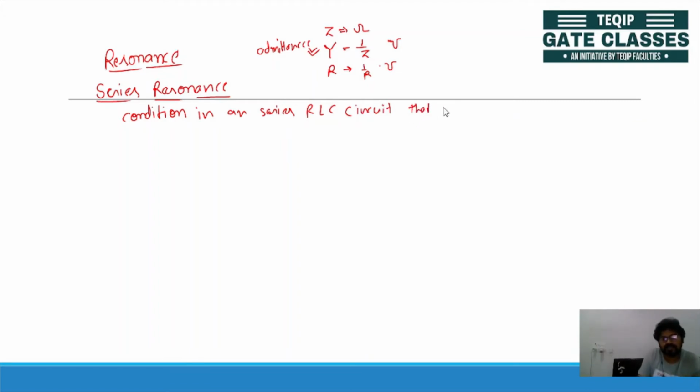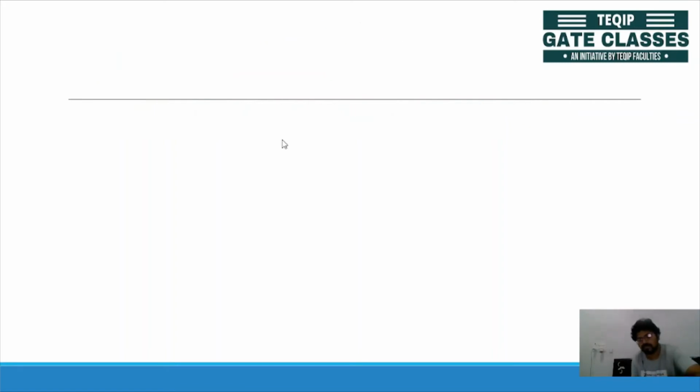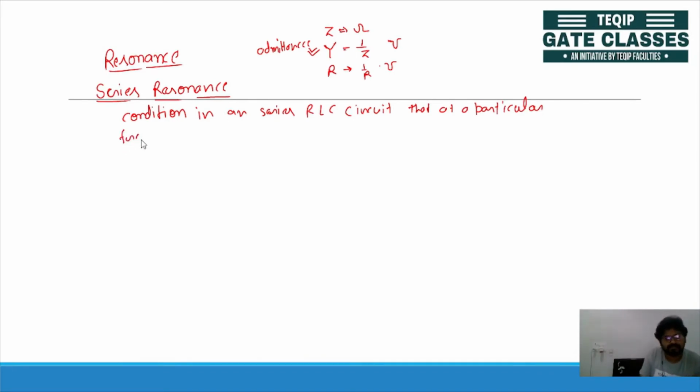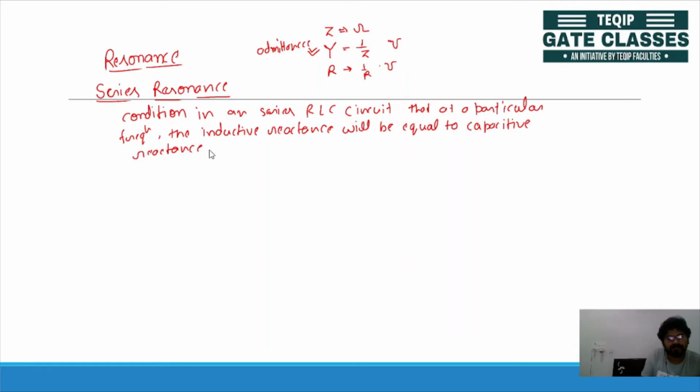that at a particular frequency, the inductive reactance, that is XL, will be equal to the capacitive reactance, okay, and resulting in a purely resistive circuit.